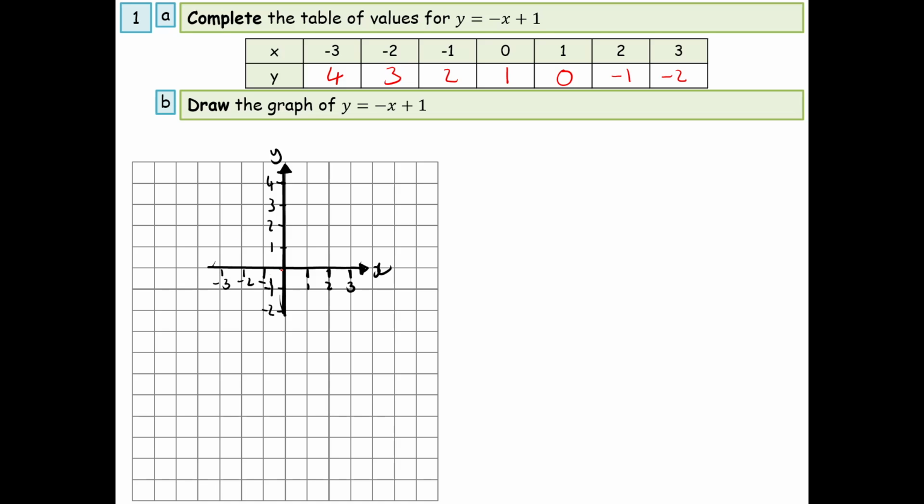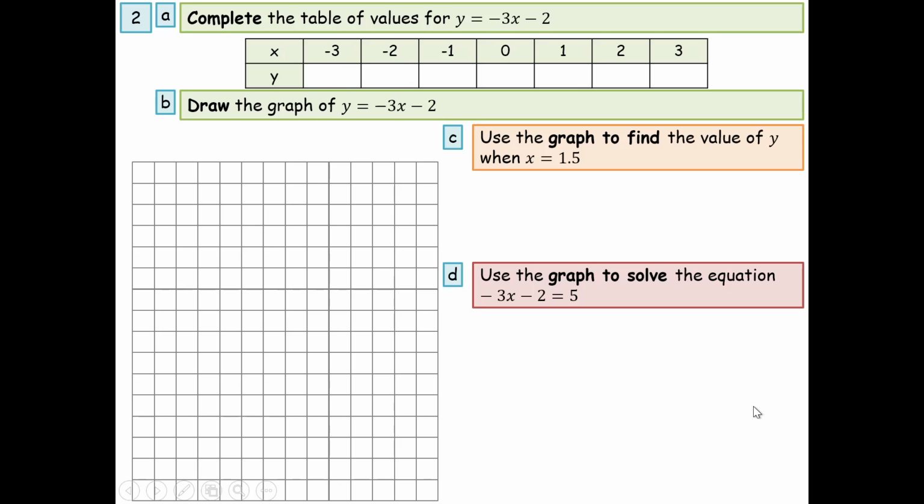So the first one is minus 3, 4. Then it's minus 2, 3. It's minus 1, 2. And then it's 0, 1. 1, 0. 2, minus 1. 3, minus 2. And that's how we go about doing question 1. Let's move on to question 2 now.